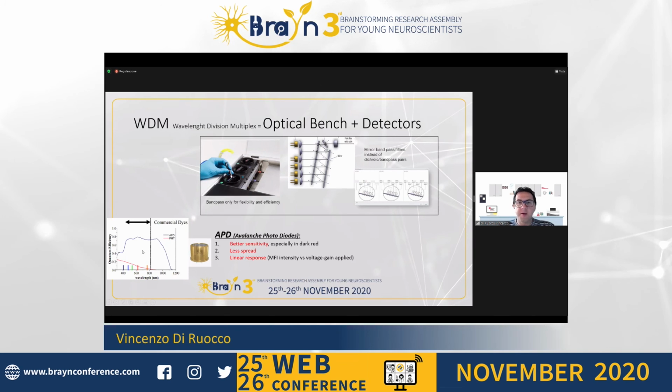Again, the detector's function is still the same. What we want to do is transform the light into an electrical signal, but with this new technology, we can have a much better quantum efficiency. You can see in this picture that it clearly shows the better sensitivity that we can have with this technology. So there are some advantages to using the Cytoflex and this technology.